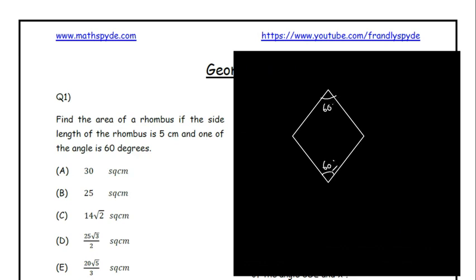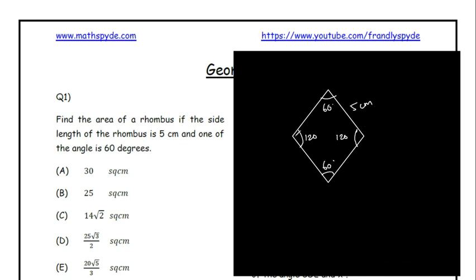You also know that a rhombus is a quadrilateral, therefore the sum of the interior angles should add up to 360 degrees. So 120 goes here, 240 remains. So this is 120, 120. There are two ways to solve this question. We know that the side length is 5 centimeters, correct?